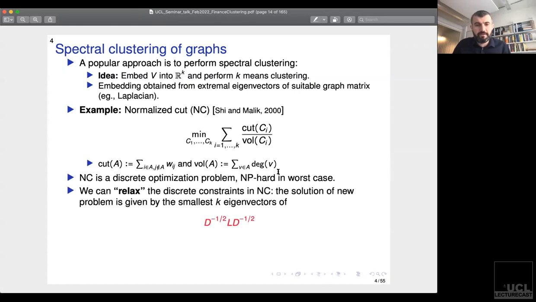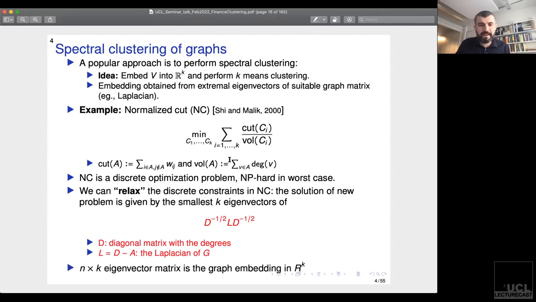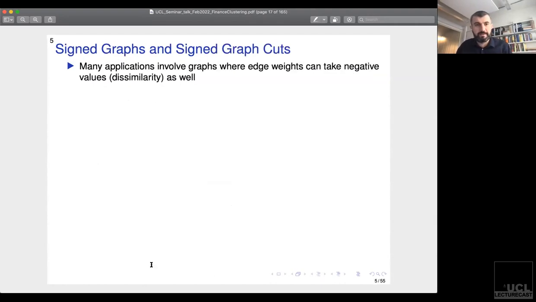It's an NP-hard problem, unfortunately, like many optimization problems that we care about. But people typically relax this by dropping the discreteness constraints and then computing the solution given by the smallest k eigenvectors of some type of normalized Laplacian matrix. Typically D is a diagonal matrix with the degrees on the diagonal, and L is the Laplacian matrix defined as D minus A, where A is the adjacency matrix of the graph. This has been the standard spectral clustering setup. When you compute eigenvectors of this Laplacian, we get a low-dimensional embedding of our endpoints in R^k, and then you use your favorite clustering technique.